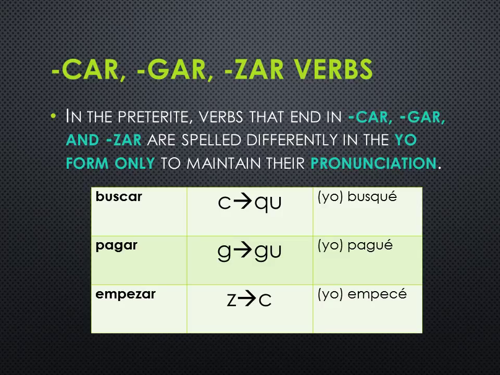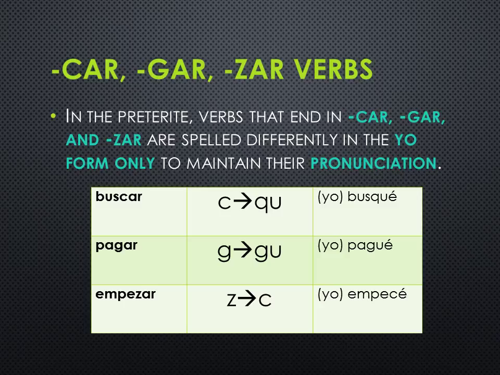So for example, buscar ends in -car. That C will change to a QU in the yo form only. So it would be yo busqué. Okay, yo busqué. Pagar, for example, is an example of a -gar verb. In the yo form, the G will change to a GU, and the yo form of pagar is pagué. For empezar, the Z will change to a C. This Z changes to a C, and the yo form of empezar is empecé.